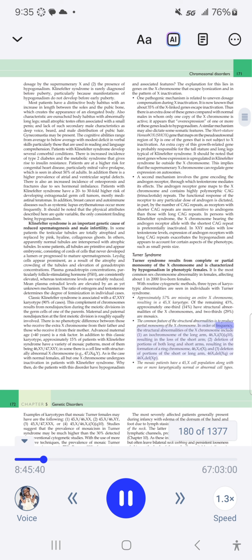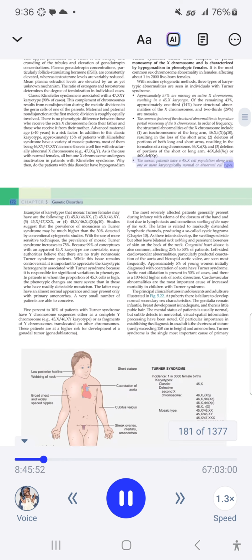In order of frequency, the structural abnormalities of the X chromosome include 1, an isochromosome of the long arm, 46,X,i(Xq), resulting in the loss of the short arm, 2, deletion of portions of both long and short arms, resulting in the formation of a ring chromosome, 46,X,r(X), and 3, deletion of portions of the short or long arm, 46,X,del(Xq), or 46,X,del(Xp). The mosaic patients have a 45,X cell population along with 1 or more karyotypically normal or abnormal cell types.